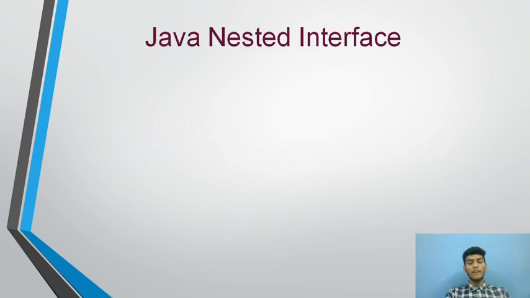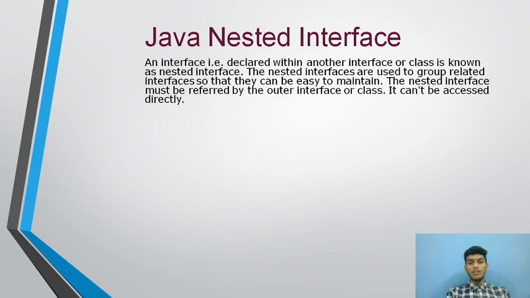Now we will look at another topic, Java nested interface. An interface that is declared within another interface or class is known as a nested interface. The nested interfaces are used to group related interfaces so that they are easy to maintain. The nested interface must be referred to by the outer interface or class. It can't be accessed directly.